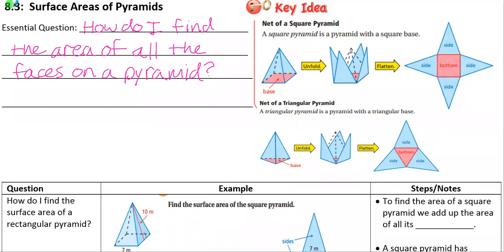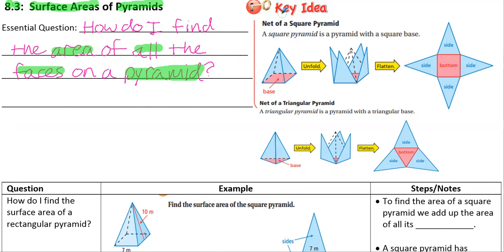Chapter 8, Section 3, Surface Area of Pyramids. And the essential question for today: how do I find the area of all the faces on a pyramid? All right, that's surface area, by the way. You find the area of all of the faces on the pyramid and you add them together, you get the surface area.